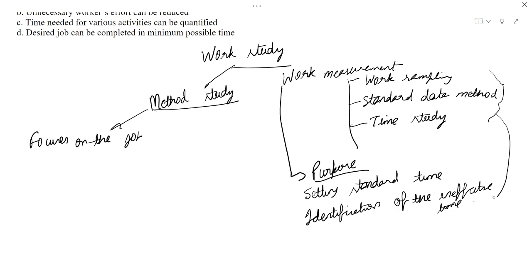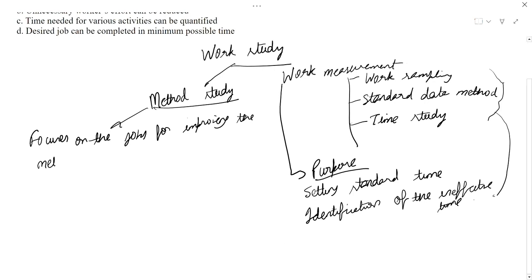On the other hand, method study focuses on the job, improving the method of doing a job, so that all redundant and unnecessary things can be eliminated, the efforts of the worker can be reduced, and the method is developed in such a way that the job can be completed in the minimum possible time.